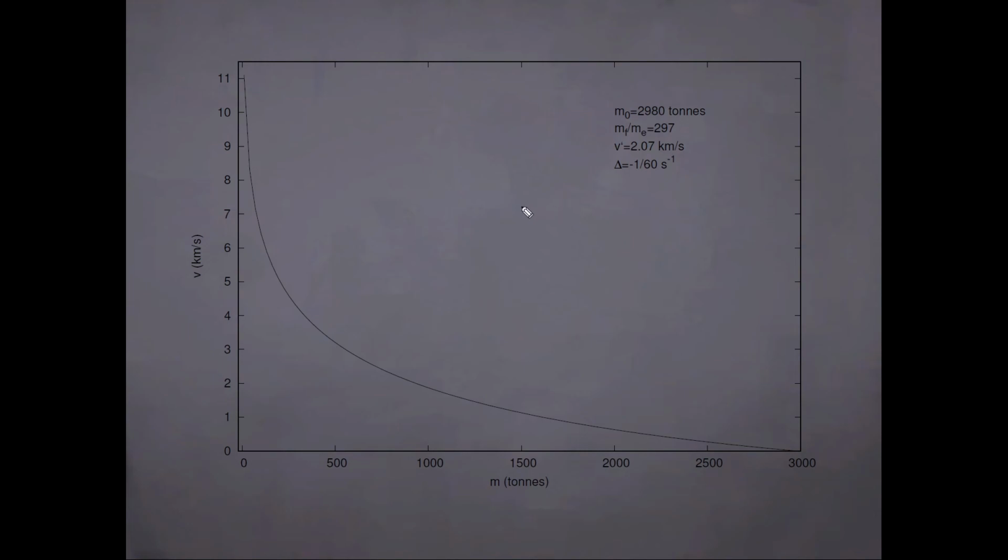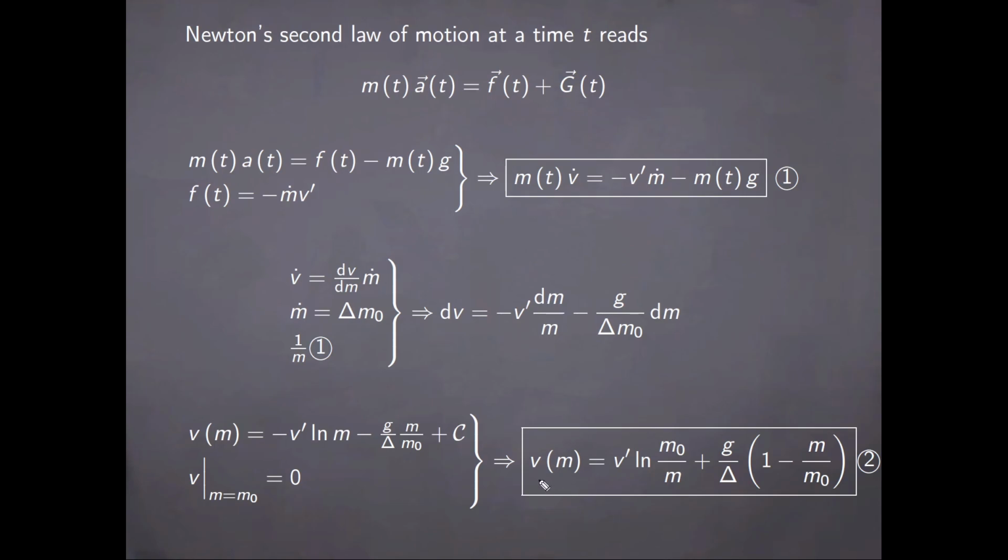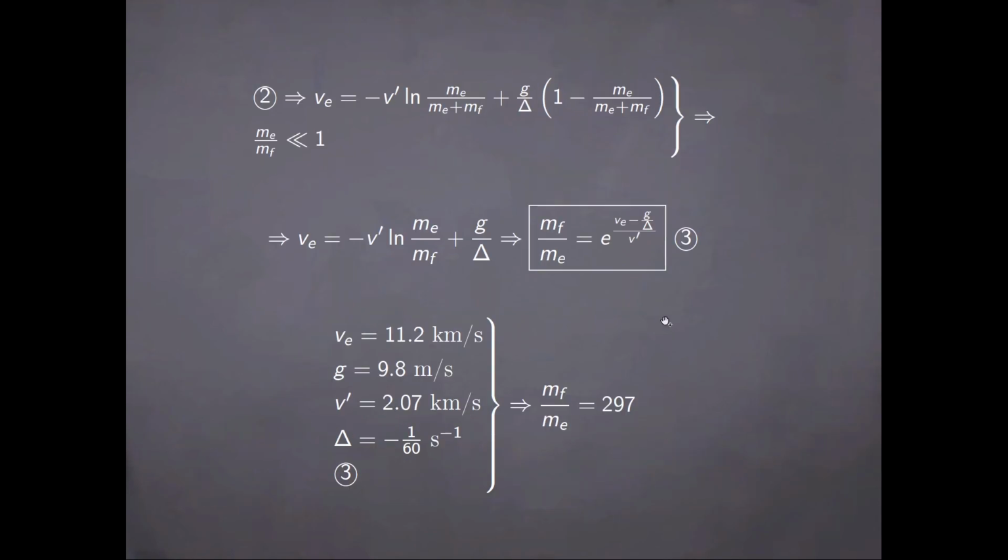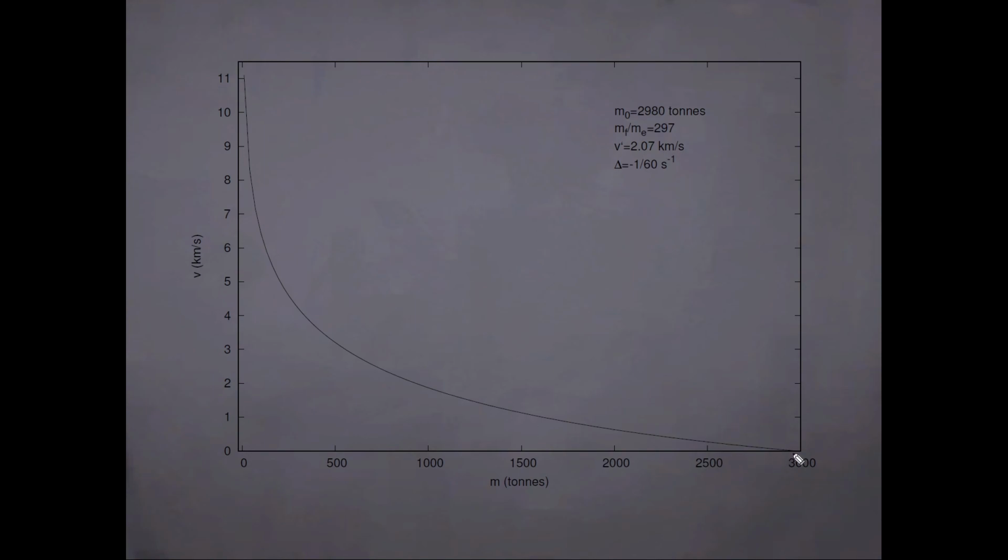As an illustration, I have plotted the velocity in kilometers per second as a function of the system's mass in tons for the set of parameters listed here. So what you see in the figure is this equation for that particular set of parameters, and you can see that at the initial moment we are at rest, and then we begin to gain speed as the rocket loses mass, and the lighter the rocket gets, the faster it gains velocity up until it reaches the value of the escape velocity once the fuel tanks are empty.